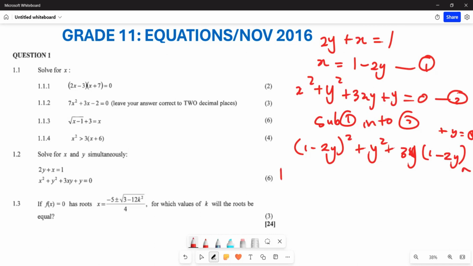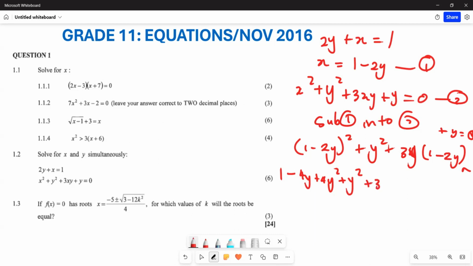This is same as 1 subtract what? 1 subtract 4y plus 4y squared plus y squared. This is going to be same as what? 3 multiplied by 3y multiplied by 1.